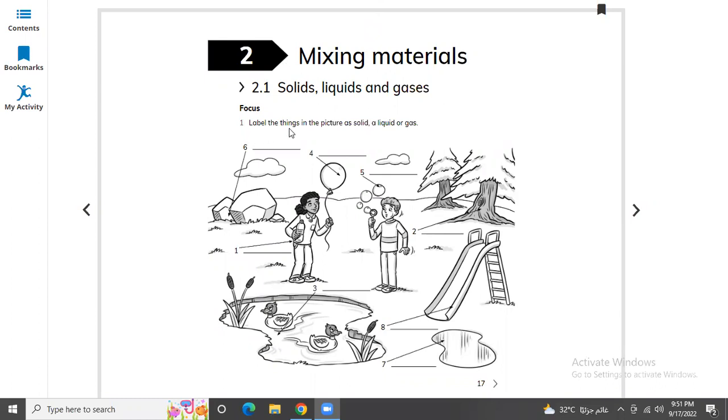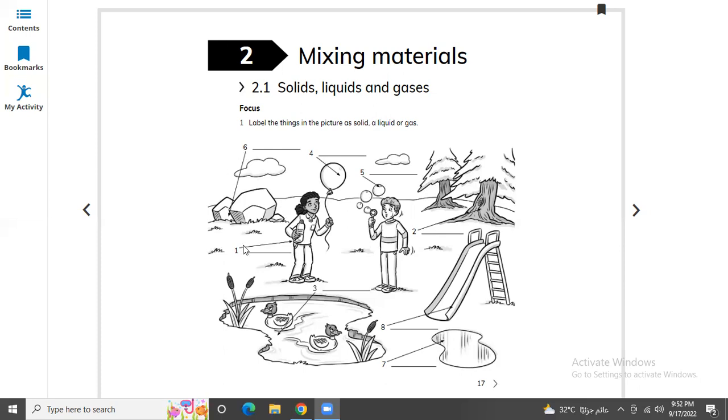So let's start with question number 1. Label the things in the picture as solid, liquid or gas. Gas, which you cannot touch, is invisible, like oxygen, nitrogen, carbon dioxide. Liquid is any kind of watery material like juice or water. You cannot keep it in one place, it splashes, so it should be in a container. Otherwise, it doesn't have its own shape.